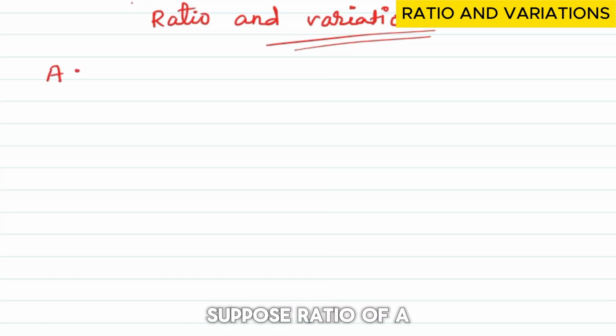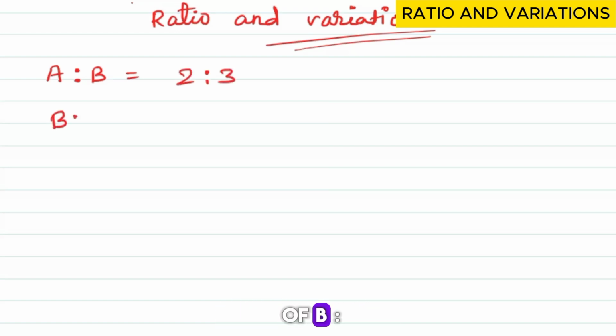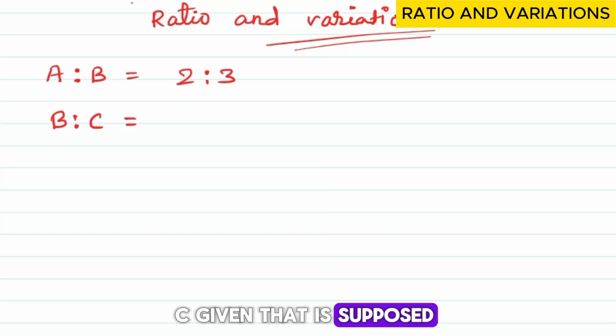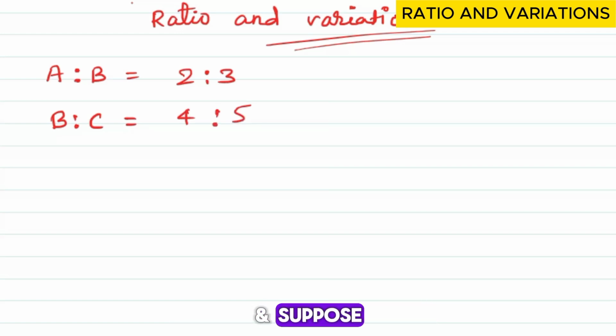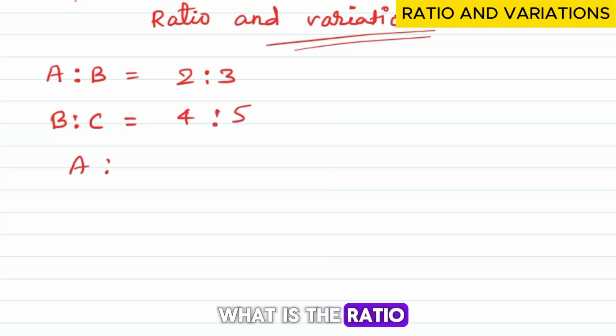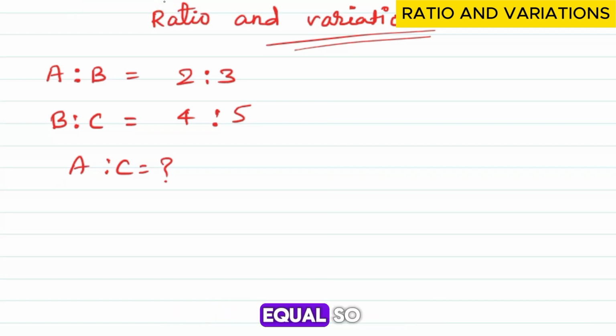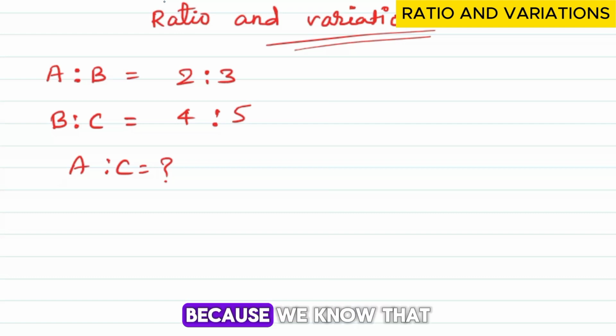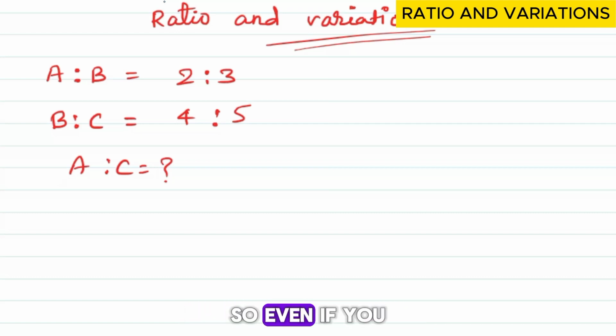Suppose the ratio of A to B is given as 2:3, and the ratio of B to C is given as 4:5. And suppose we need to find the ratio of A to C. For this type of question, you can see B is common in both of them, but they are not equal. So we'll have to multiply both ratios by such numbers so that they become equal, because a ratio is in simplified form, so even if we multiply it by any number, that will not affect the ratio.